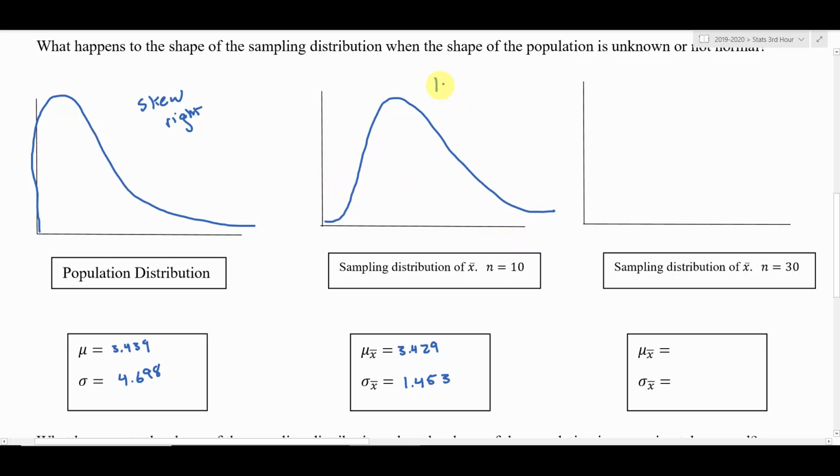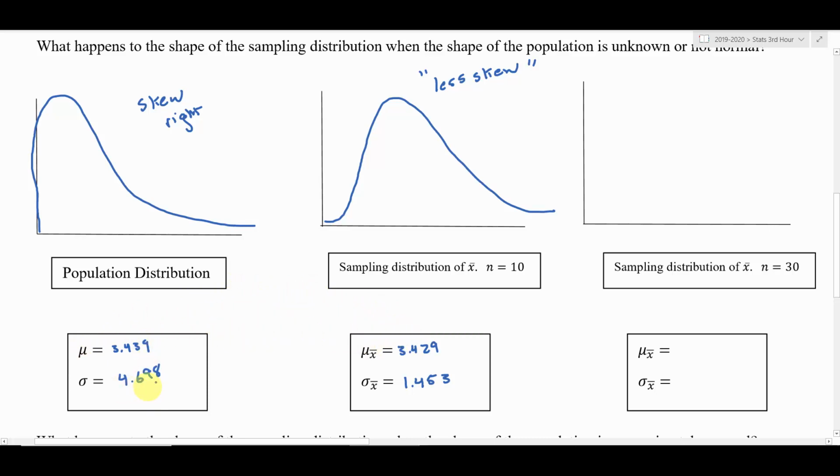All right, so we're going to say less skew than it was before. Okay, and then I'm going to look at the mean. The mean was 3.439 in the population. It's 3.429 in the sampling distribution, so it didn't really change. The mean stayed the same.